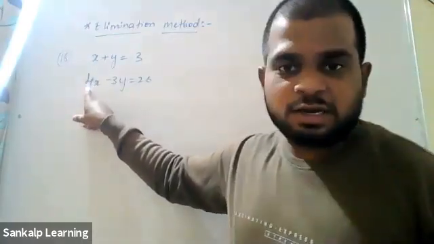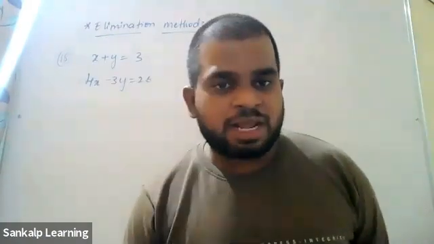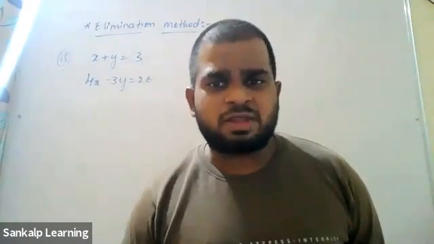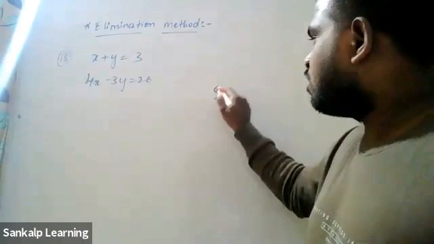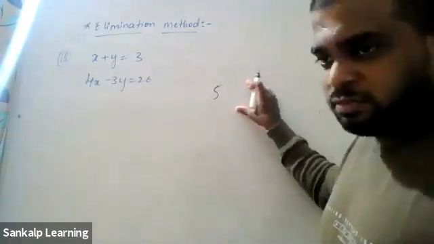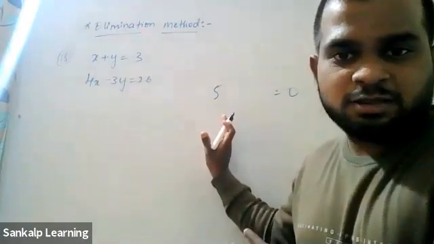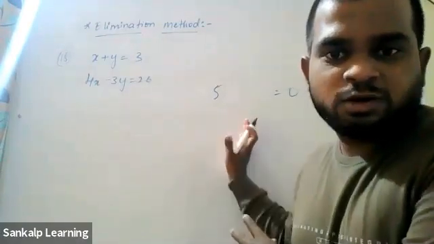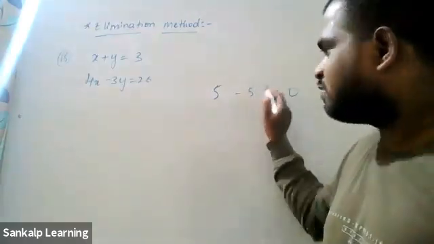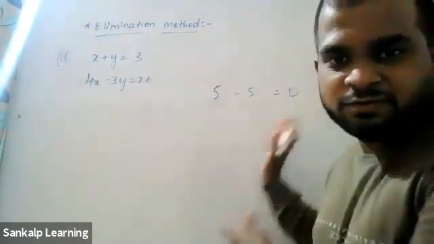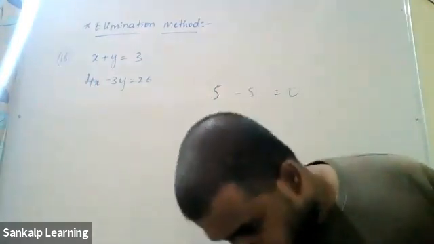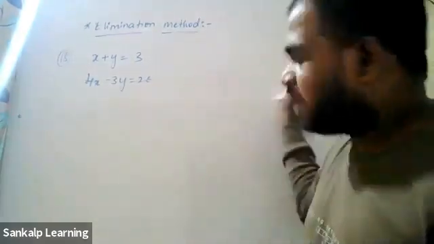The coefficient of x here is 4. To eliminate is nothing but subtraction. Say you got a 5. Which number should I take so that my answer is 0? What should I do to eliminate this? I've got a 5. I should take minus 5, right? 5 minus 5 gives you 0. That is what we are going to do. We are trying to eliminate the x variable.